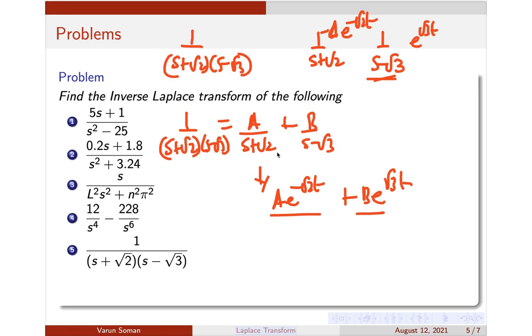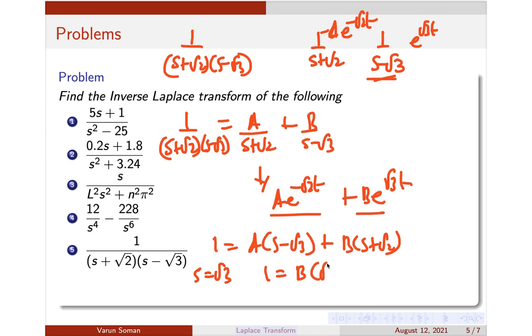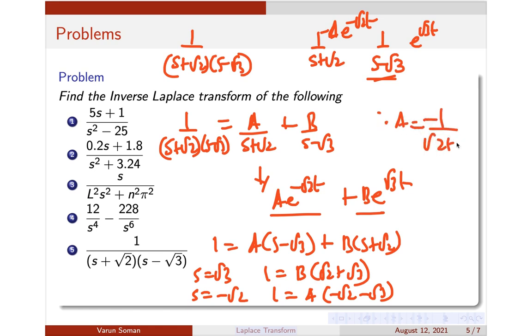Okay, so how will you find this a and b? Already you have studied in lower classes. You can take the LCM here. So you will get this as 1 is equal to a into s minus root 3 plus b into s plus root 2. So if you put s is equal to root 3, you will get the value of b, which is b into root 2 plus root 3. And if you put s is equal to minus root 2, you will get the value of a, which is equal to minus root 2 minus root 3. Therefore a is minus 1 by root 2 plus root 3 and b is 1 by root 2 plus root 3. So using that you will get the final answer. So I hope you know how to do partial fractions.